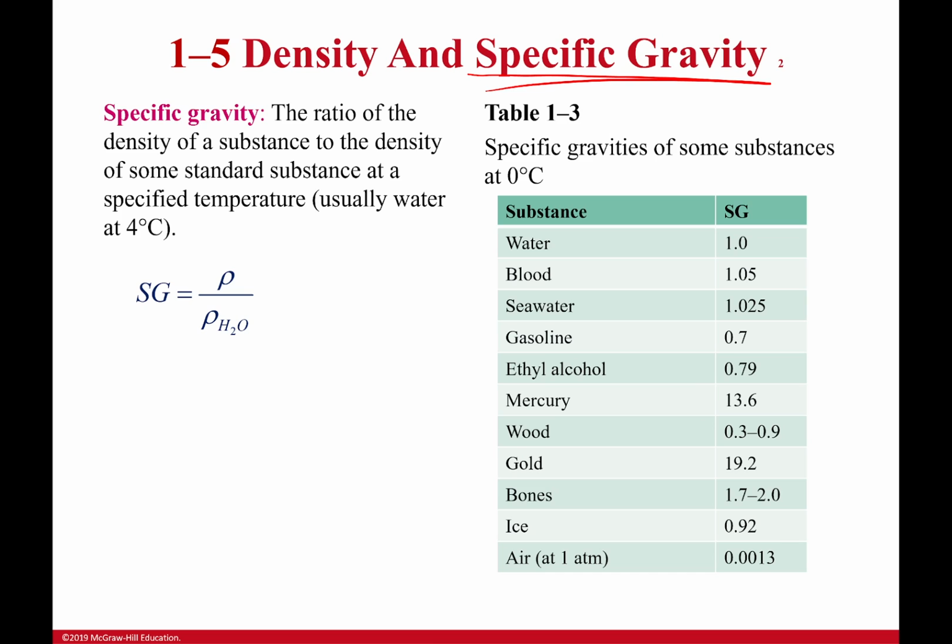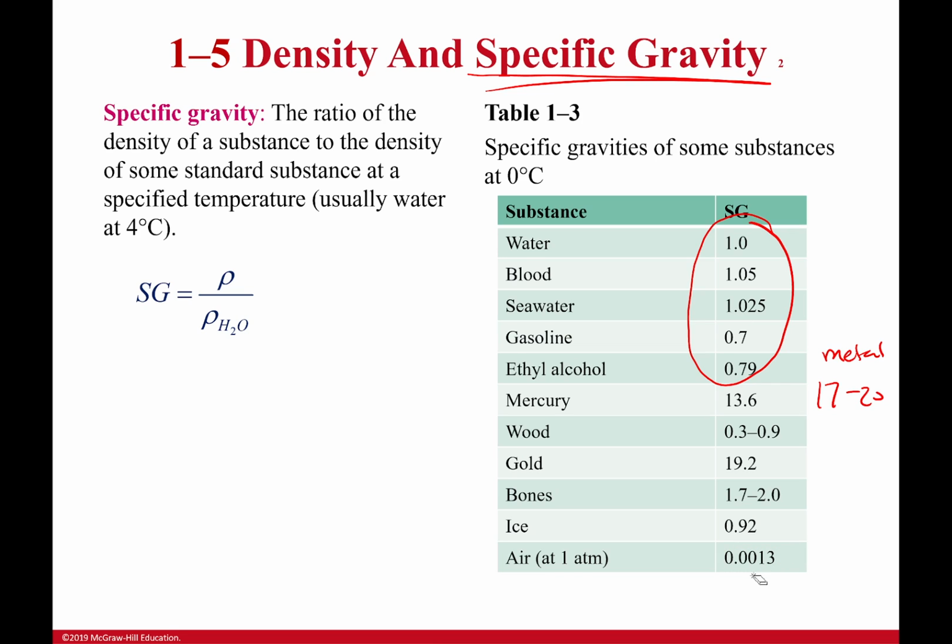So metals are usually somewhere around like 17 to 20 for metal. Other things can vary quite a bit. Liquids around the 1-ish area. Gases, very, very small fractions.